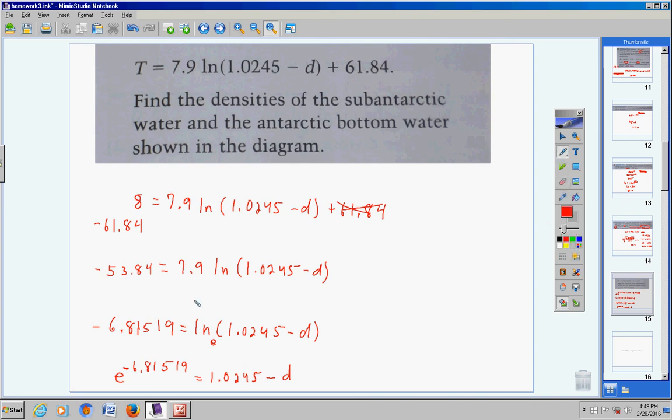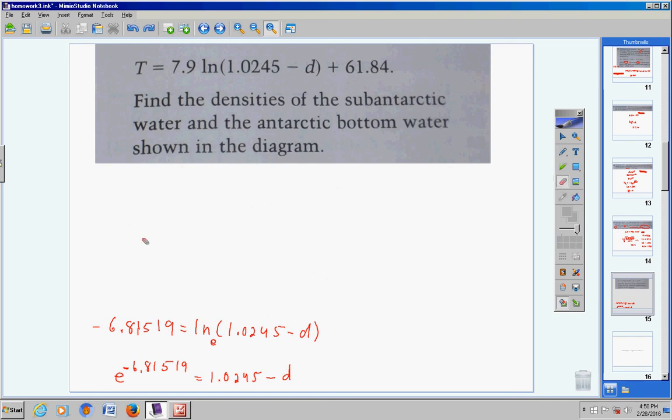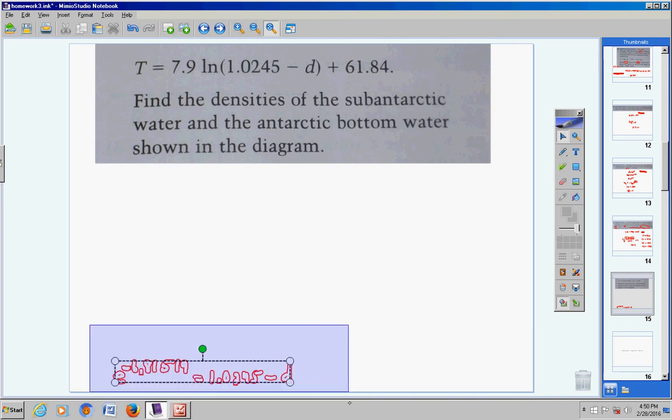Here's my logarithmic expression. My base went over here. This became my exponent, and my argument, which is all of this, is all by itself over here. So I've written it exponentially. Now to solve this, it's pretty simple, to be honest with you. All I have to do is get d by itself, and I should be doing pretty well.